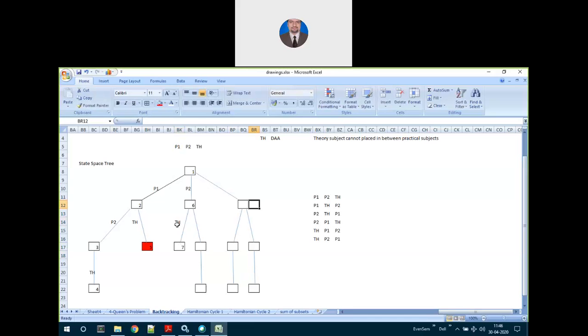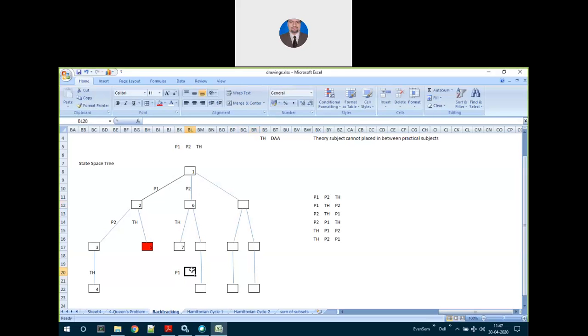So TH subject in the sense, what now? P2 I have, and the next slot I have taken to be TH. Now is it possible for me to take one more subject in the timetable? That is, after TH, is it possible to have P1 over here?